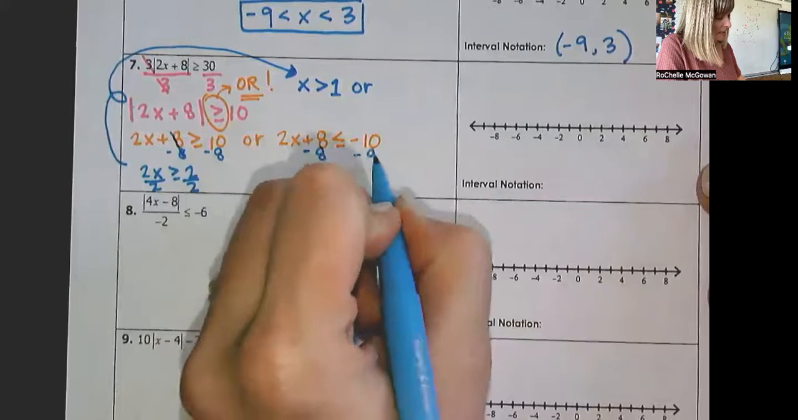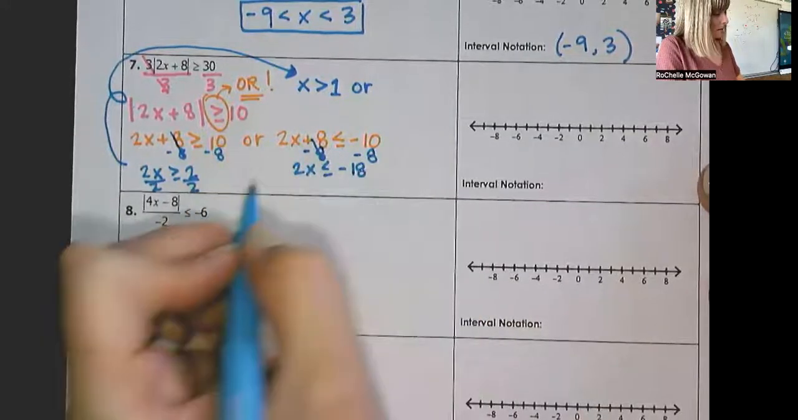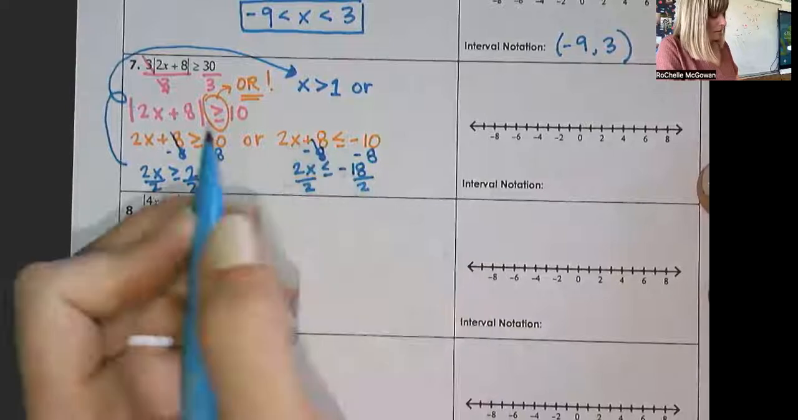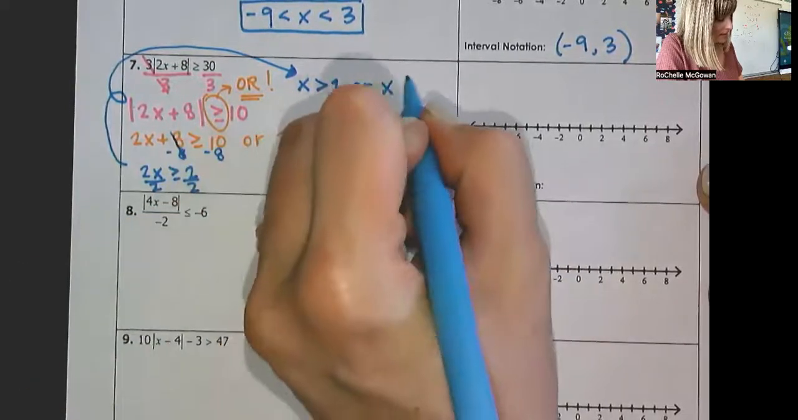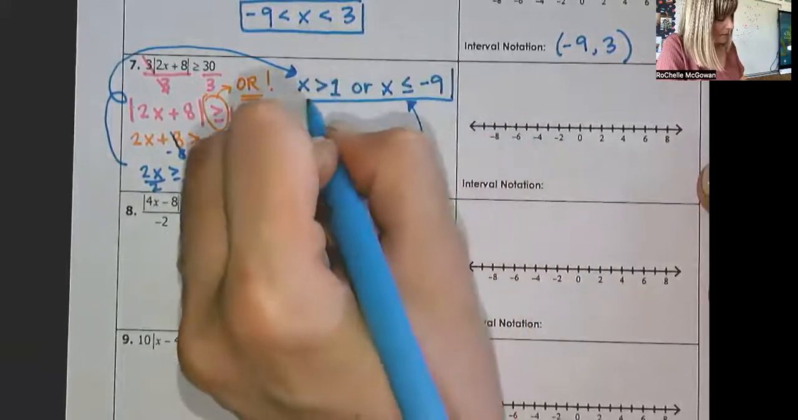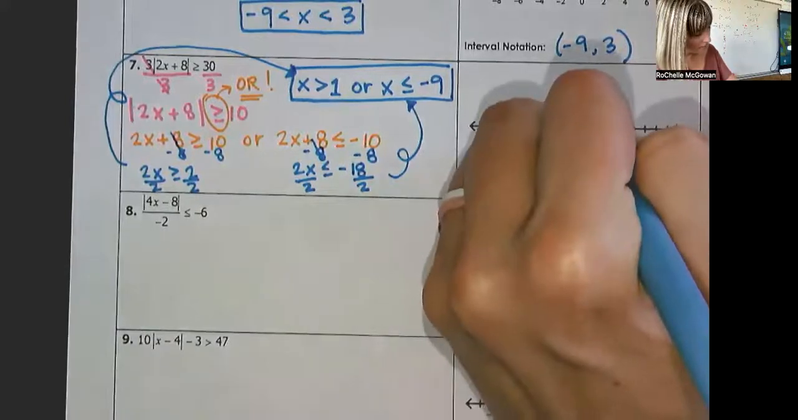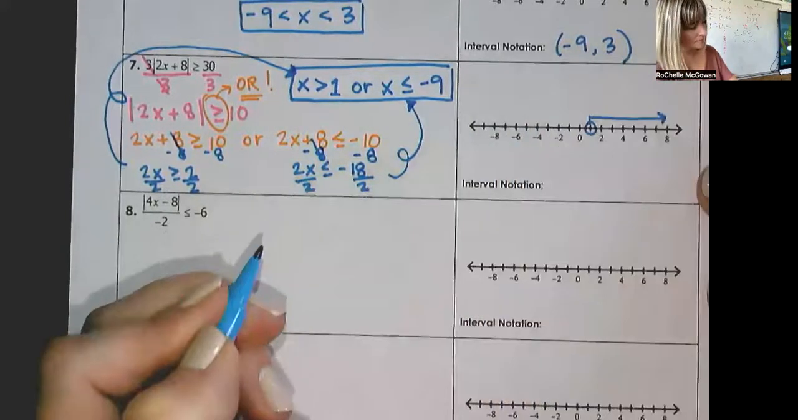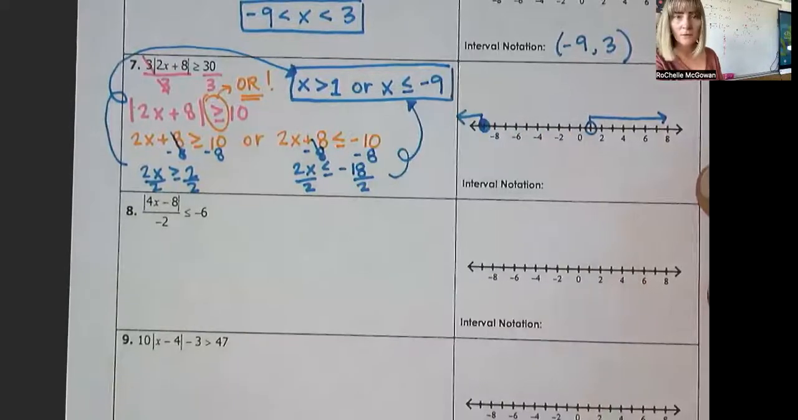-8, -8, 2x is less than or equal to -18. Divide by 2, divide by 2. And this one, x is less than or equal to -9. There is my compound inequality. X is greater than 1, looks like this. X is less than or equal to -9, looks like that. Okay, good. It looks like an "or" statement like it's supposed to.